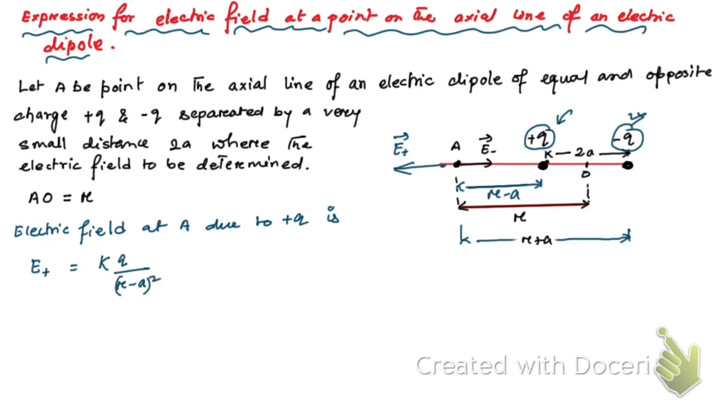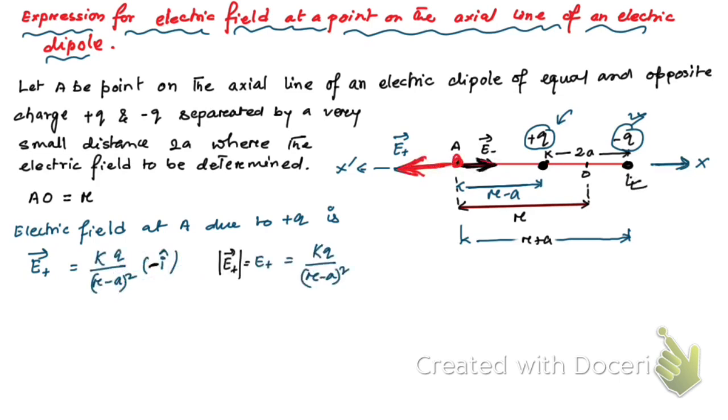If you write this in vector form, then you have to consider this as the positive x-axis. Now the electric field due to the positive charge is along the negative x-axis, in the direction of negative x-axis. This is x dash, suppose. So that's why we are going to use here minus i cap, right? And if you write the electric field in scalar form, you can write this.